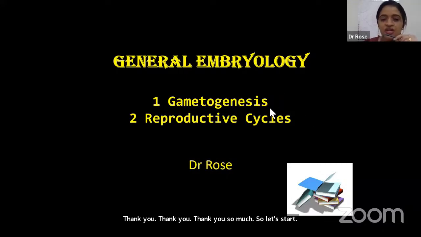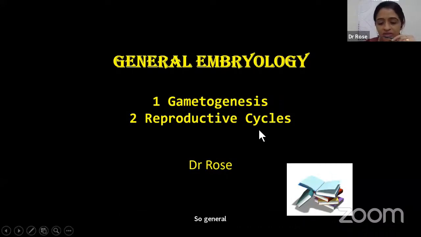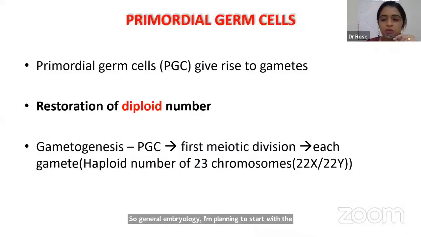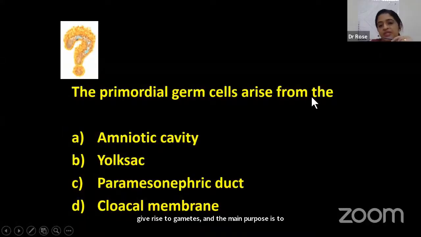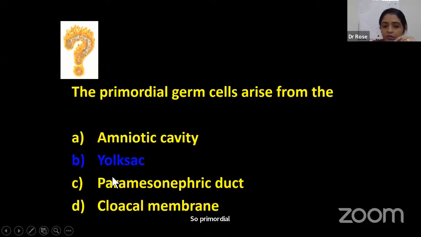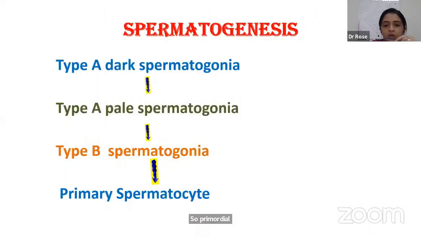General embryology, I'm planning to start with gametogenesis and the reproductive cycle. All these topics you know very well, so I'll just have a quick recap. Primordial germ cells are the germ cells which give rise to gametes, and the main purpose is to restore the diploid number. Primordial germ cells arise from the yolk sac. Now we will have a quick review of spermatogenesis.